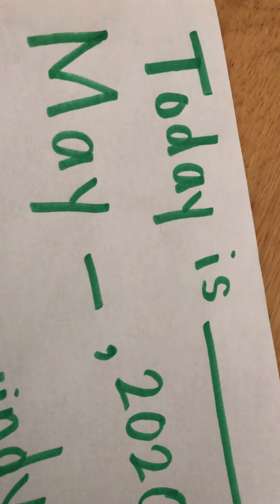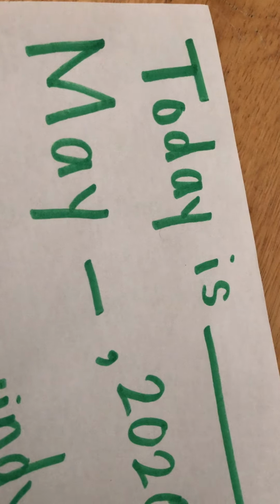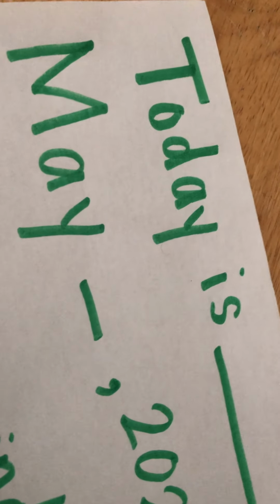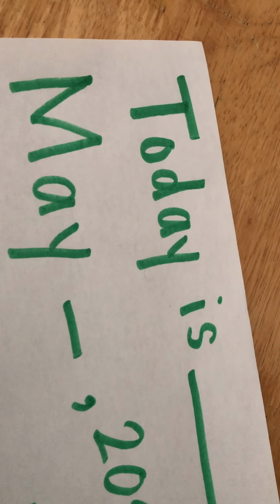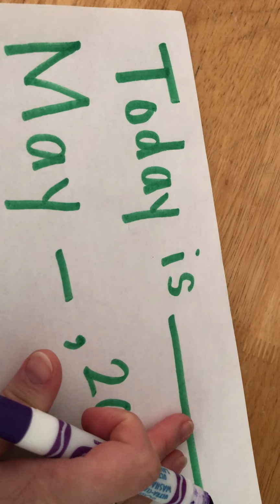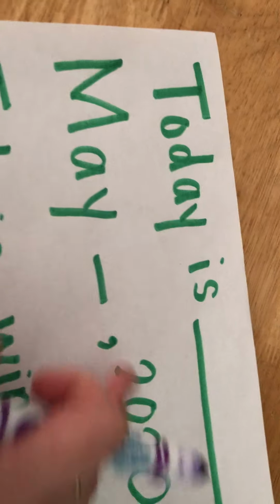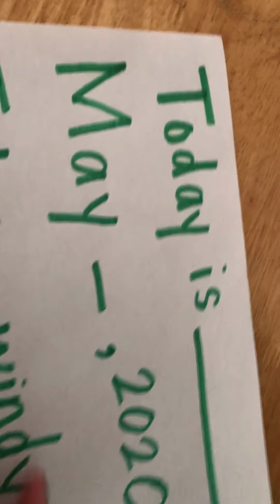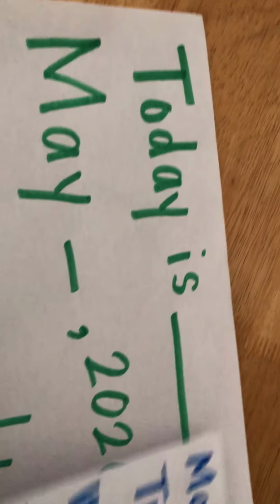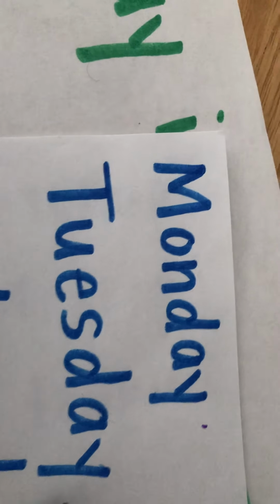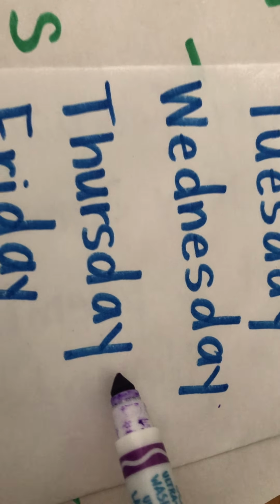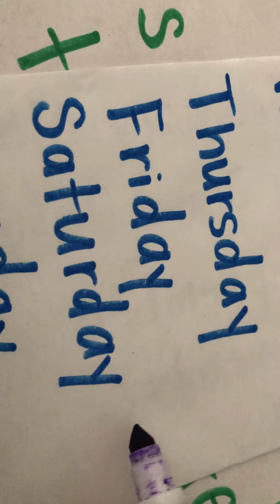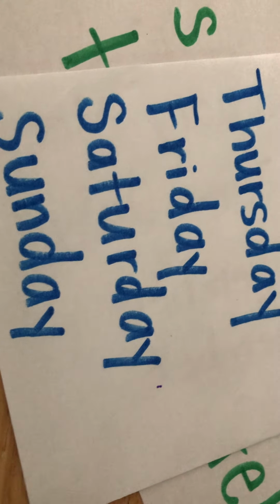I'm running a little bit late today, but I thought we could go ahead and call this our afternoon message because it's after 12. So today we are going to start with our day of the week, our date, and then I have a little sentence here that talks about the weather today. So let's review those days of the week. All right, we have Monday, Tuesday, Wednesday, Thursday, Friday, Saturday, and Sunday.